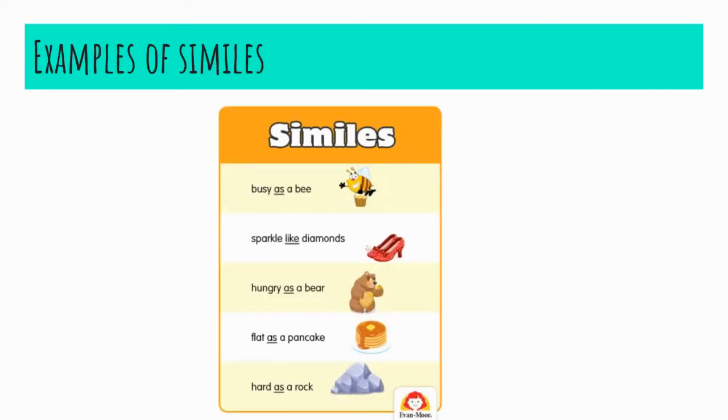Here are some more examples. You could say someone is as busy as a bee. You could say something sparkles like diamonds. Someone is as hungry as a bear. Something might be as flat as a pancake or as hard as a rock.